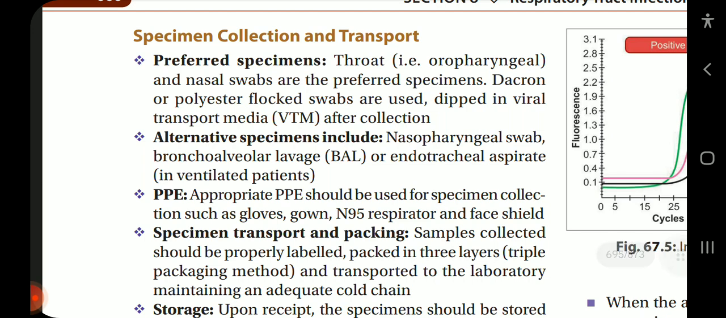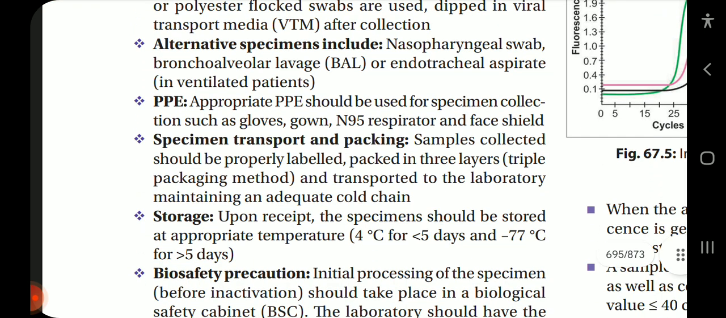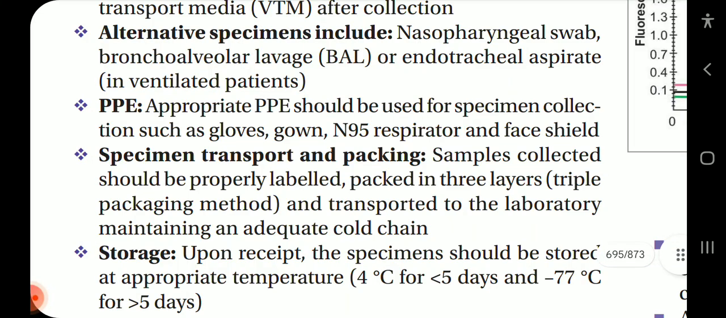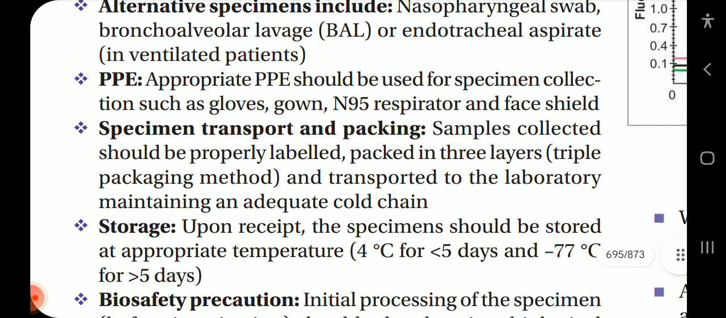Specimen collection and transport. Preferred specimens are throat, that is oropharyngeal, and nasal swabs. Dacron or polyester flock swabs are used, dipped in viral transport media (VTM) after collection. Alternative specimens include nasopharyngeal swab, bronchoalveolar lavage, or endotracheal aspirate in ventilated patients. Appropriate PPE should be used for specimen collection, such as gloves, gown, N95 respirator, and face shield.